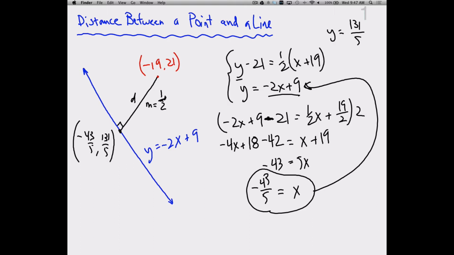You've done the hard work. Now you do the easy work. Actually, you don't even have to do the work. You let the calculator do the work. Find the distance between negative 19, 20, 21 and negative 43 fifths, 131 fifths. You can type that into the calculator, into the program, just like it looks. Negative 43 divided by 5 for x2. 131 divided by 5 for y2.